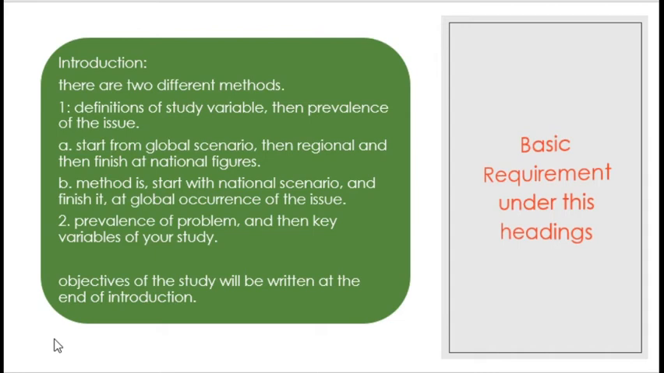If no guidelines are available, then according to me, there are two different methods. Method number 1 is, try to start with the definitions of study variables, then tell us about the prevalence of the issue under study. While telling us about the prevalence of the issue, here again, you may follow two rules. A. Start from global scenario, then regional, and then finish at national facts and figures. While in B method, start with national scenario, and finish at global occurrence of the issue. The second method to write an introduction is, start with the prevalence of the problem, and finish by defining the key variables of your study.